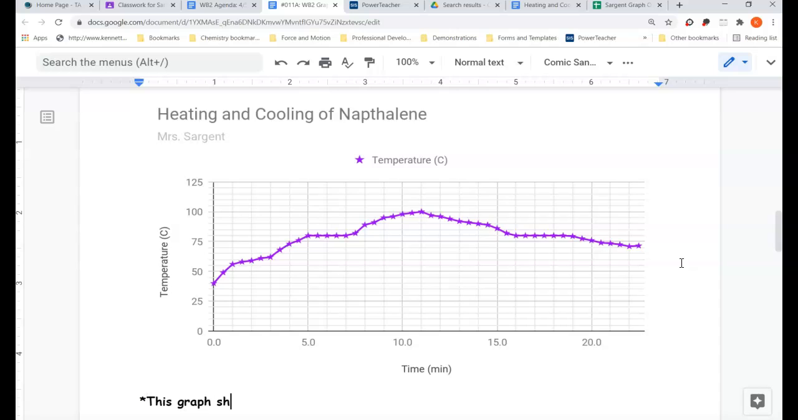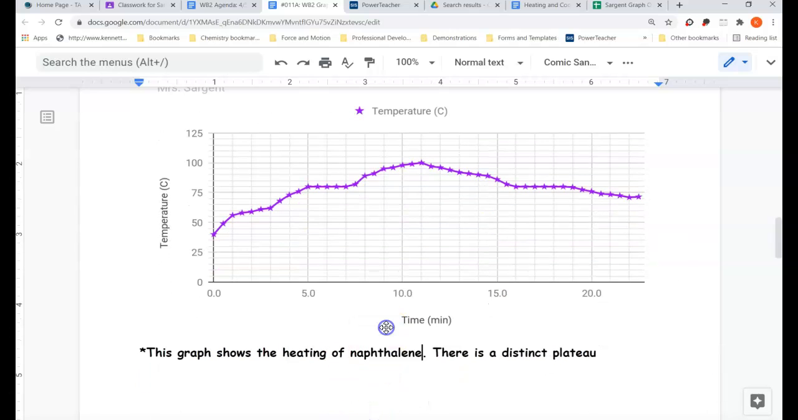This graph shows, and what are we showing? The heating of naphthalene. There is a distinct plateau. Oops, that's not spelled right. Plateau. Don't mind my terrible spelling habit there. Let's see, why is this spelled wrong? Naphthalene. I think I've been spelling that wrong the whole time. So this graph shows the heating of naphthalene.